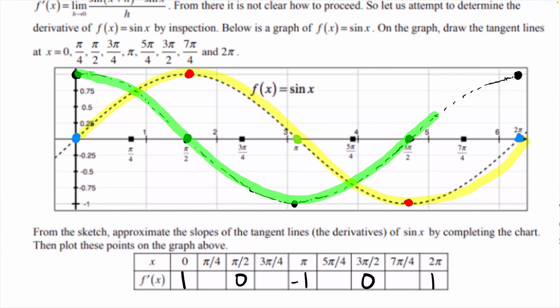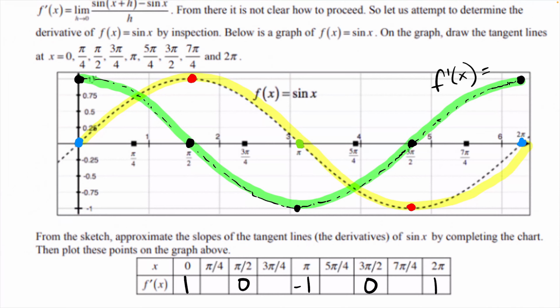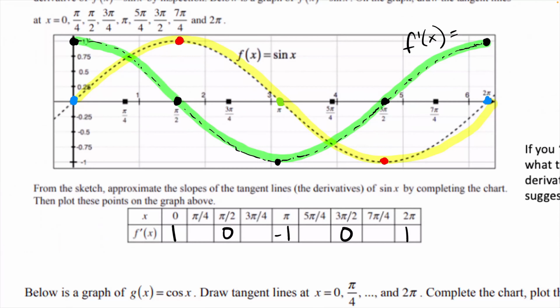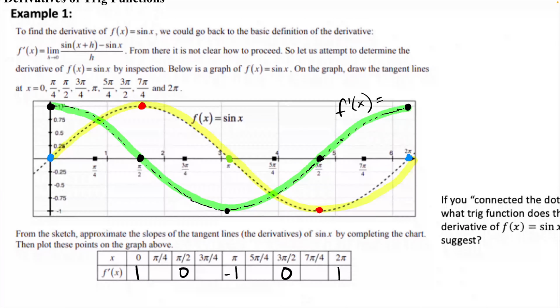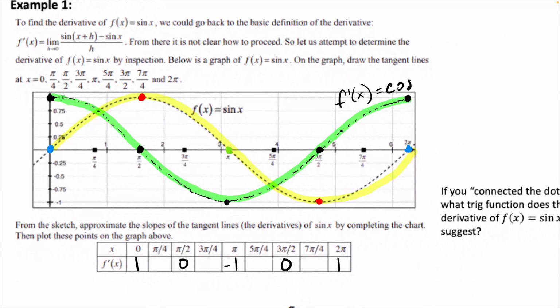So the green is f prime. It represents the derivatives, right? What does the green look like? It looks like cosine, doesn't it? It looks like the one right below it, which is cosine. That's why the derivative of sine is cosine. The derivative of sine is cosine, because when I graph its derivative, it looks just like cosine.